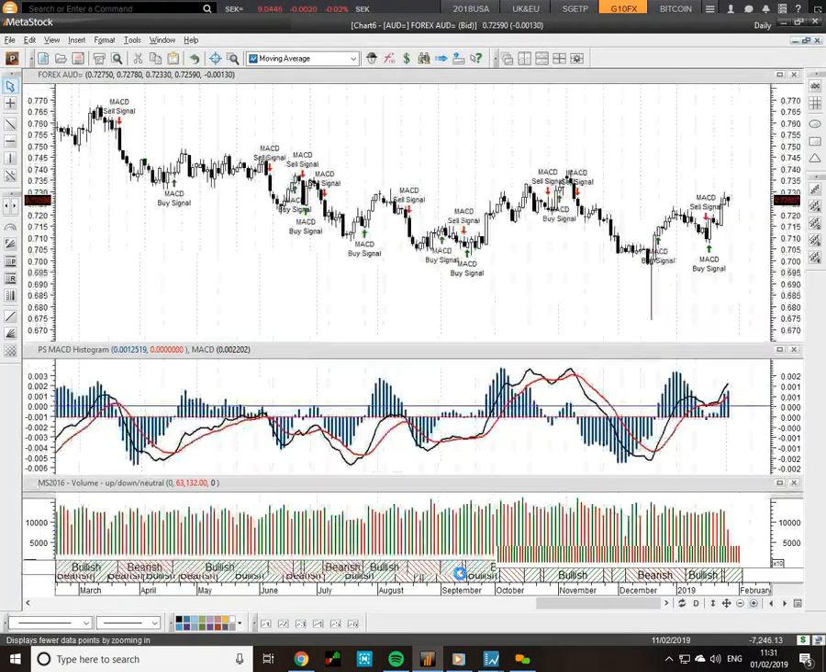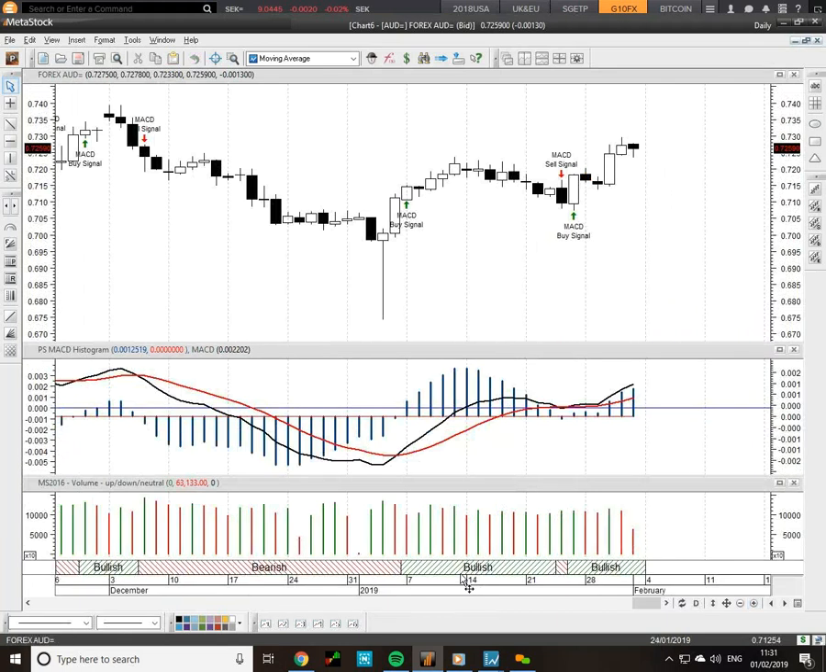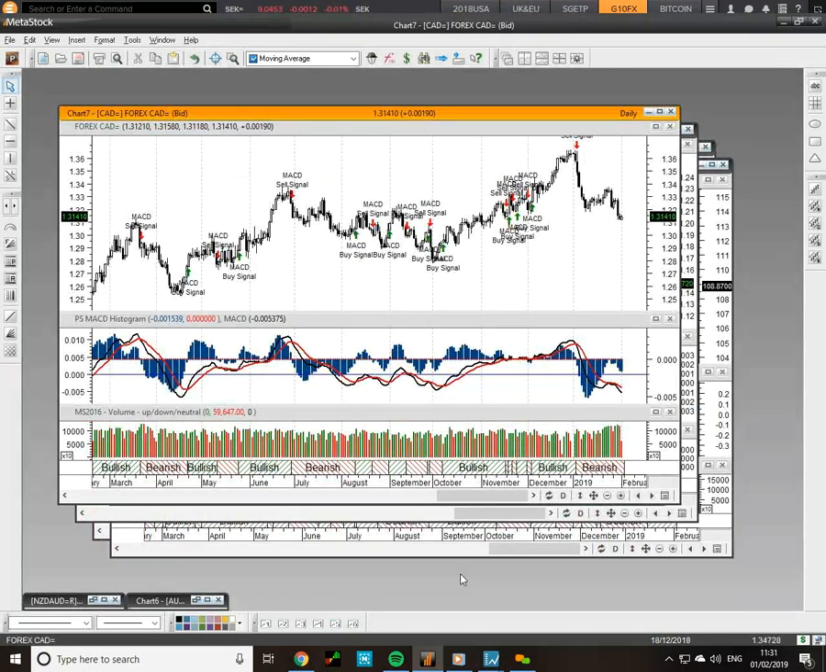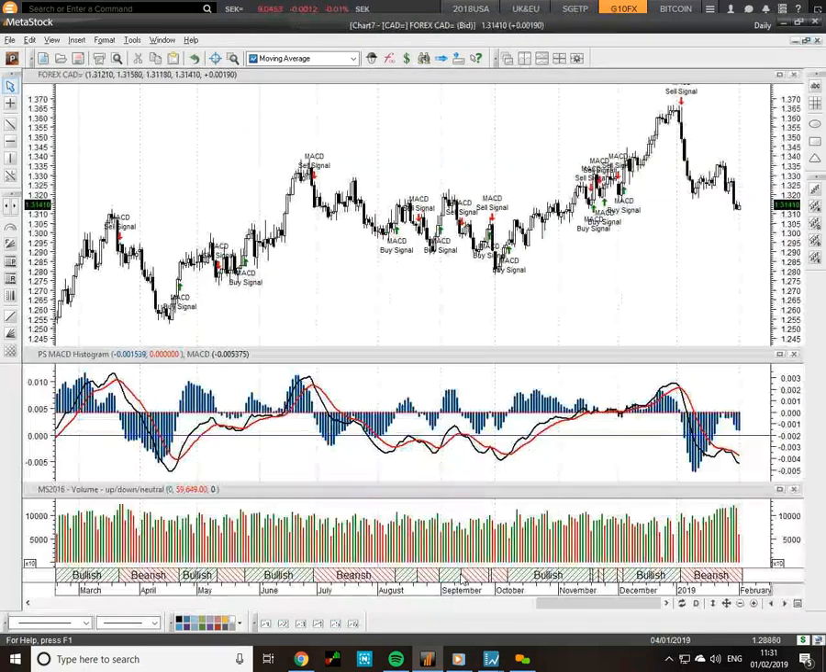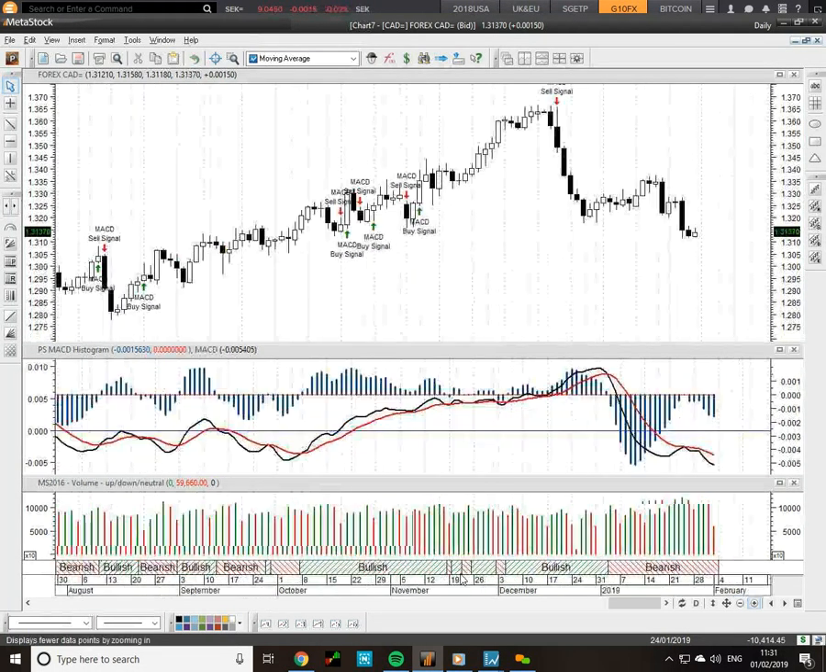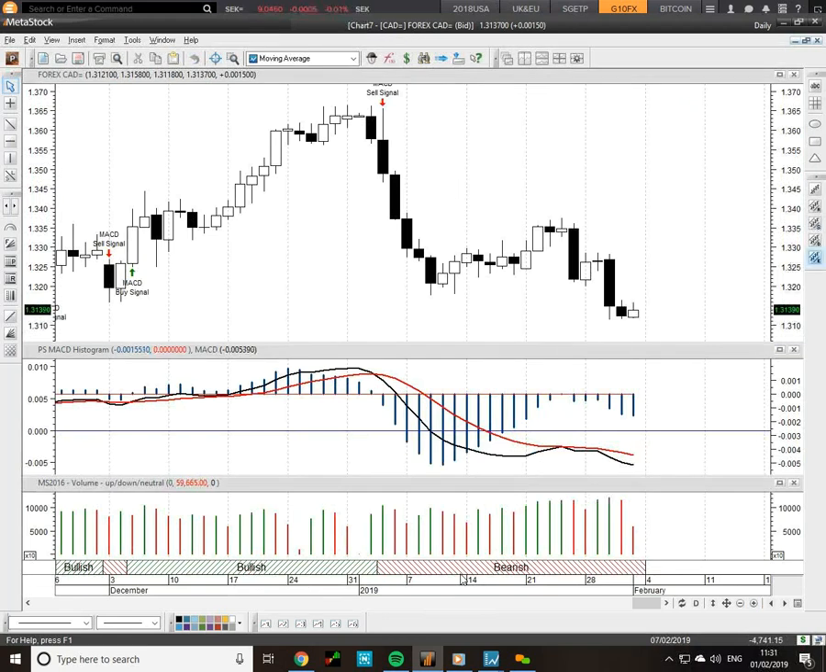AUD USD. We had a buy signal there, targets for these old resistance levels here. And then the CAD USD, nice MACD sell there with downside targets. These old support levels will come into play there.